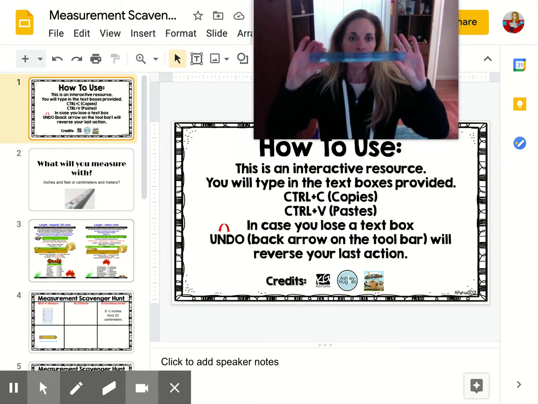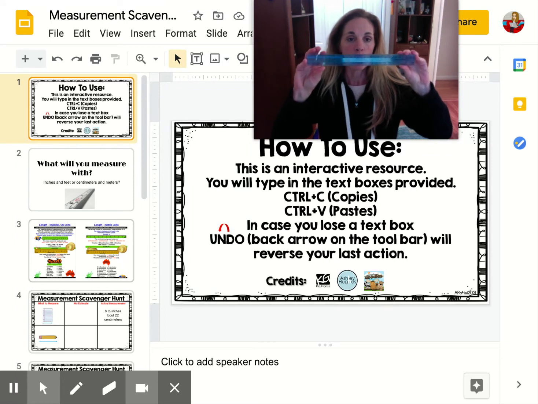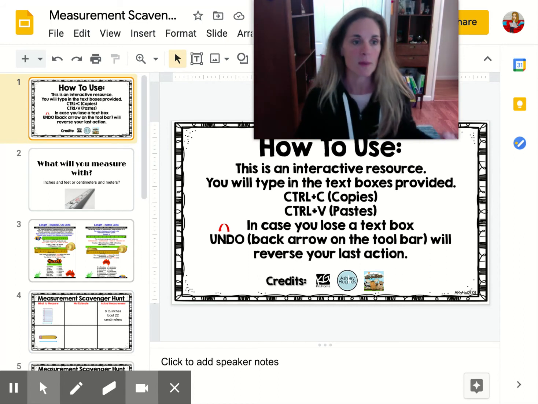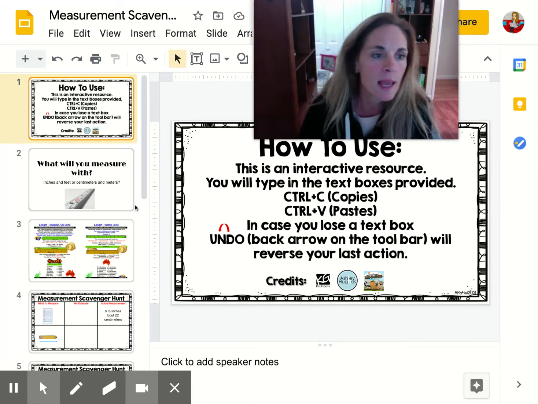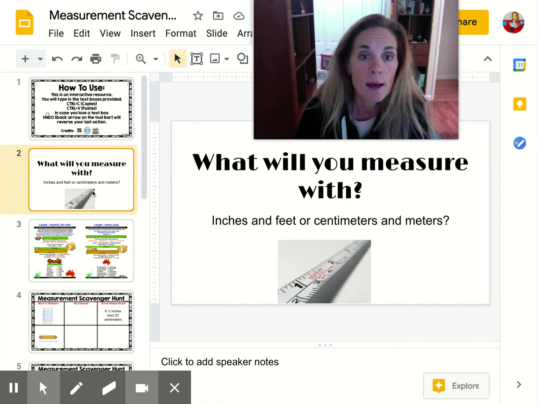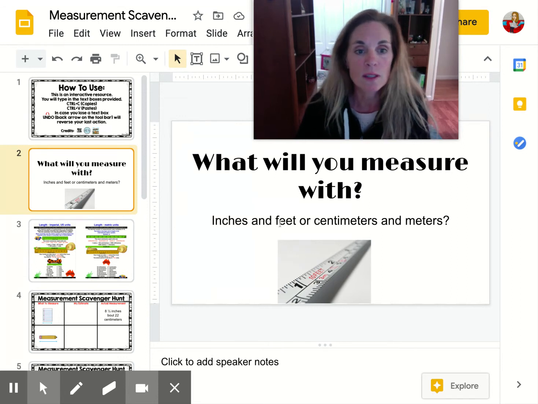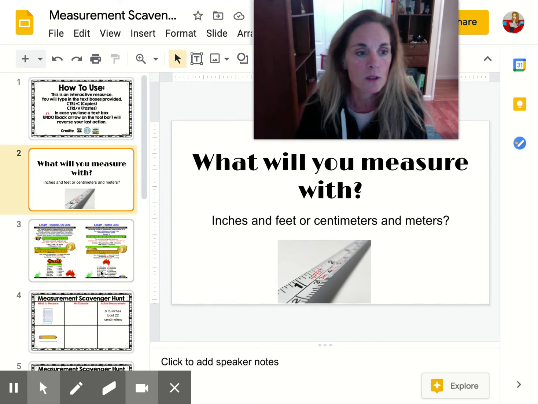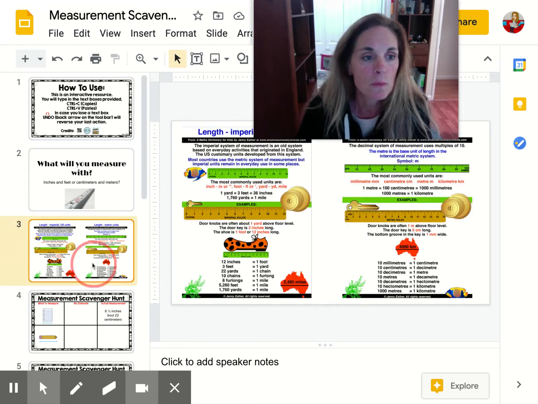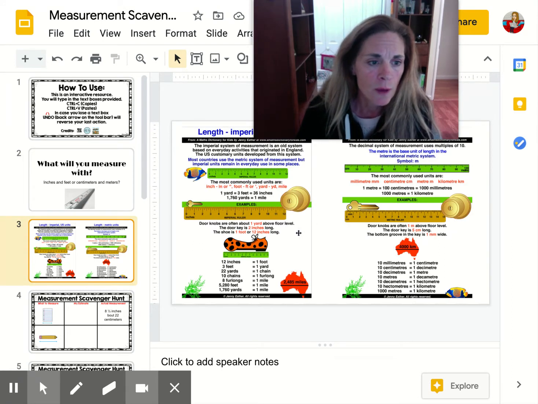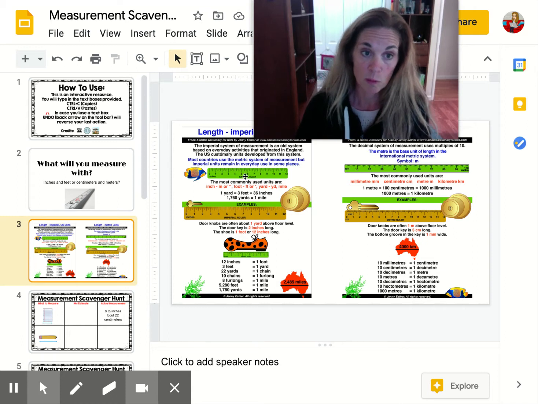You could measure things in feet. So if you were measuring something really long, you might want to use a bigger way of measuring things. So in this slide deck, you're going to think about measuring in inches and feet or centimeters and meters. And you'll find this slide, which is super, super helpful.